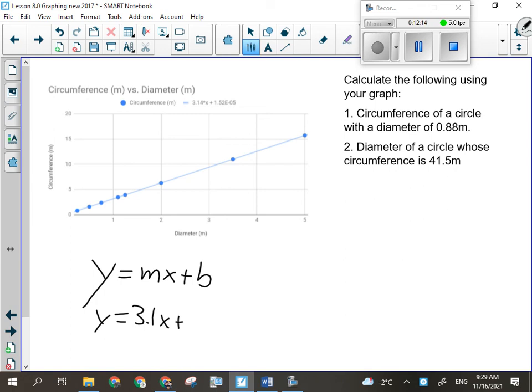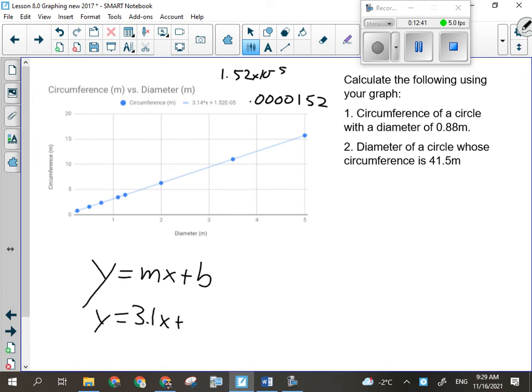So that's 0.0000. You see how this is written here? This is written like Avogadro's number, 1.52 times 10 to the minus 5. That's 0.000152. That's what that number is.